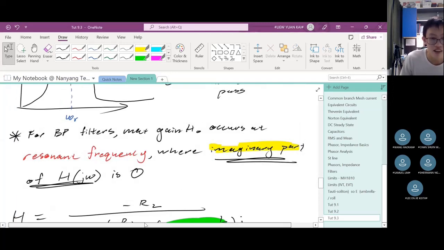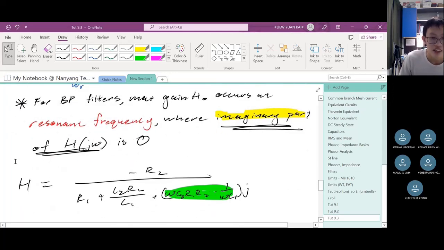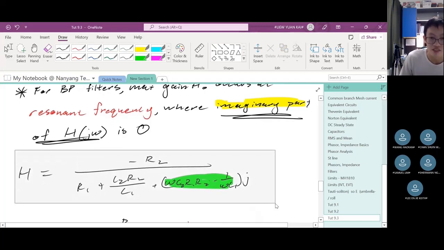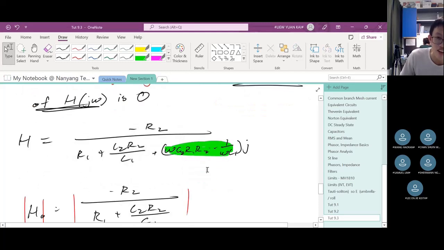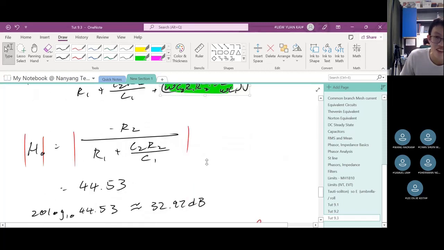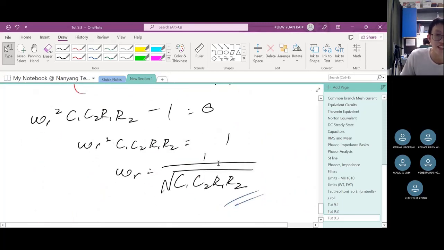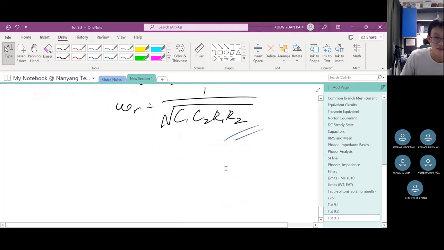At this omega r, look at the imaginary part of the transfer function that you have derived and equate it to 0. So this is equal to 0. That means the rest of it will be your maximum gain, so you just copy down the rest of it. Then to find omega r, we know that the imaginary part is equal to 0, so you equate this to 0, you solve for omega, tada, that is your resonant frequency.